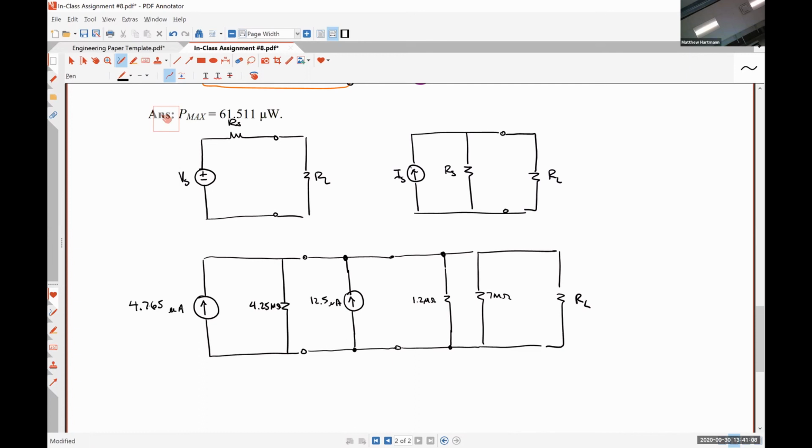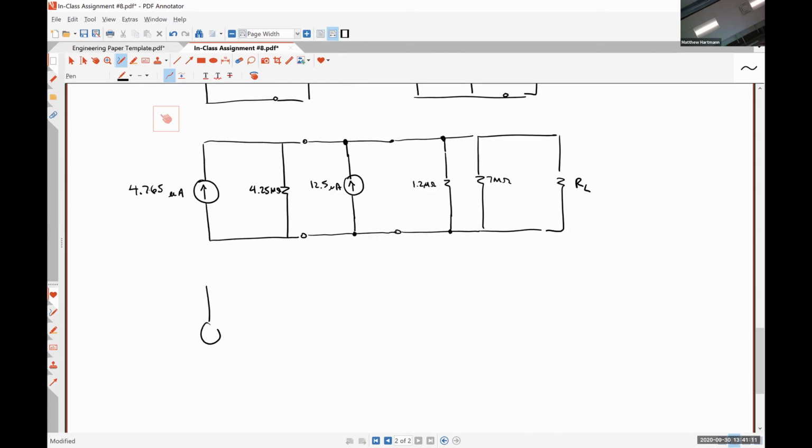Right, they're both in the same direction, so we can add them together. An electrically equivalent current source would be 12.5 plus 4.765, which is 17.625 microamps. And now hopefully everybody can see that all three of those resistors are in parallel, so I can combine them all as well. That's going to be 1 over 4.25 mega ohms plus 1 over 1.2 mega ohms plus 1 over 7 mega ohms, all of that raised to the -1 power, so we're taking the reciprocal.